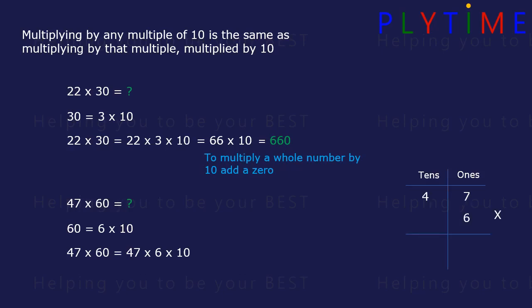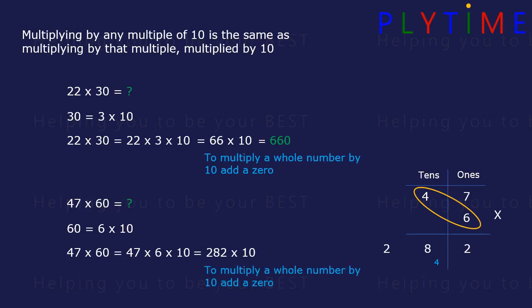47 times 6. 6 times 7 is 42. Write the 2 and carry 4 forwards. 6 times 4 is 24, plus the 4 carried forwards is 28. So we have a total of 282. It's the same as 282 multiplied by 10. So we add a 0 on the end, so it's 2820.